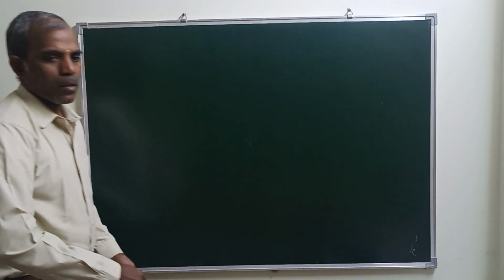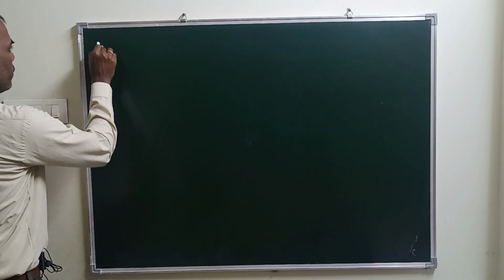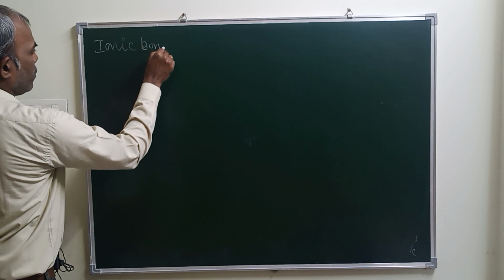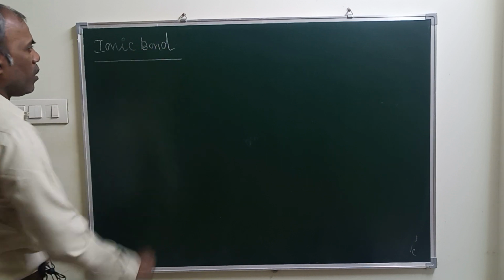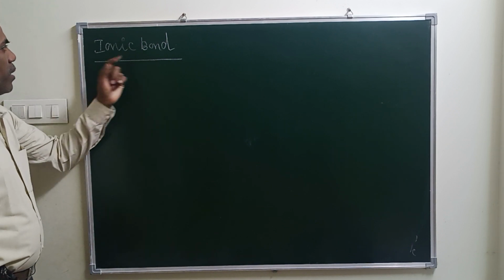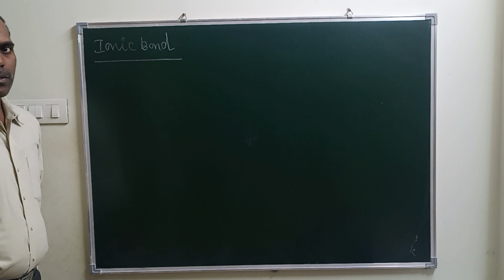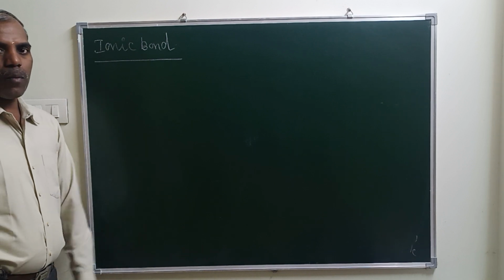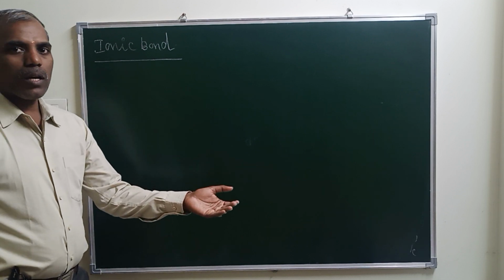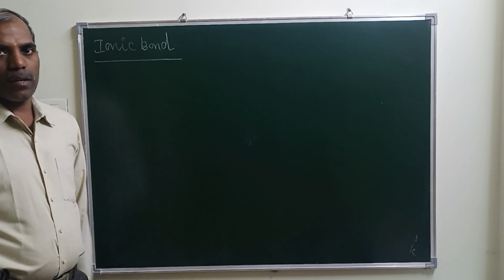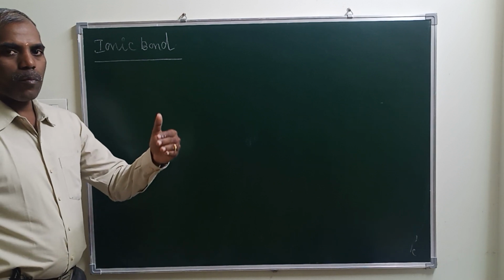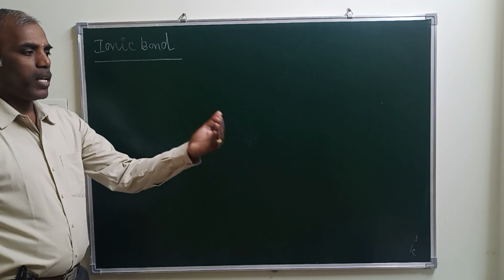Now let us study ionic bond in detail. Ionic bond. The name itself indicates the bond between ions. When ions are formed, one species is ready to lose electrons, and the other species is ready to gain electrons. That means one species gains a positive charge, the other gains a negative charge.